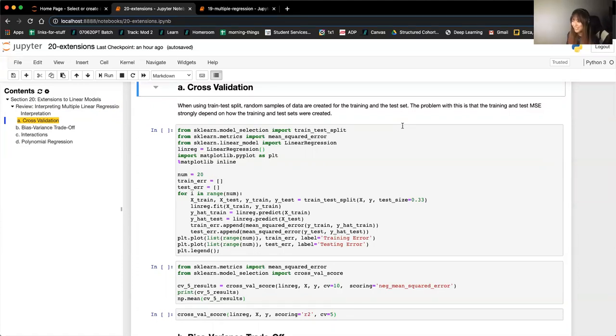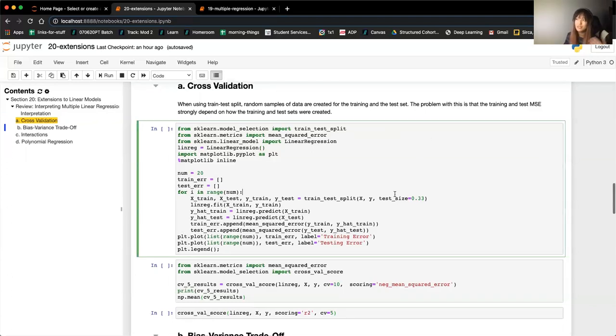In k-fold cross-validation, you divide your entire data set into k parts. For example, you divide your data into 5 parts, so 20% each. For 5 times, you take turns holding out 20% and training on the other 80%, and then you average your root mean squared error.